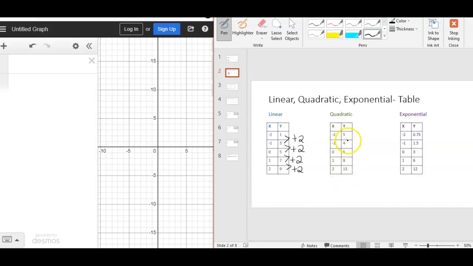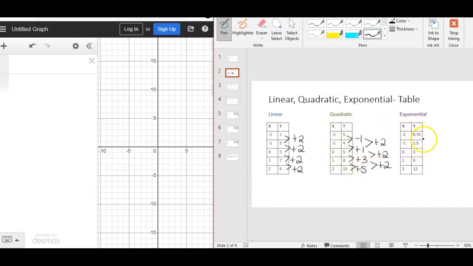Here we have a quadratic function. So notice this first time we have a change of -1, then we have a change of +1, then we have a change of +3, and then we have +5. So this first rate of change is not constant, but if we look at how much the rate of change is changing, notice that that rate of change is changing by +2 every time. So that is something called the second difference. So that's what makes it a quadratic function. The second difference will be the same every time.